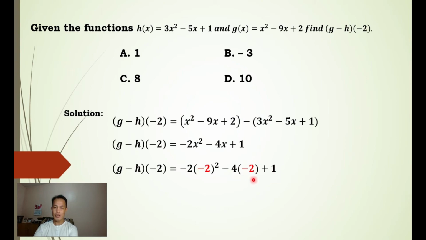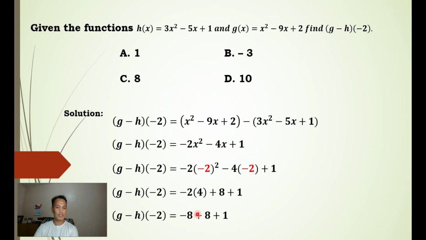Then here, we will simplify. So we perform first the exponent. So we copy negative 2, this one here. Then negative 2 squared, that is negative 2 times negative 2, that is positive 4. Then negative 4 times negative 2 is positive 8. Then we just simply copy positive 1. Then we multiply. Negative 2 times 4 is of course negative 8.